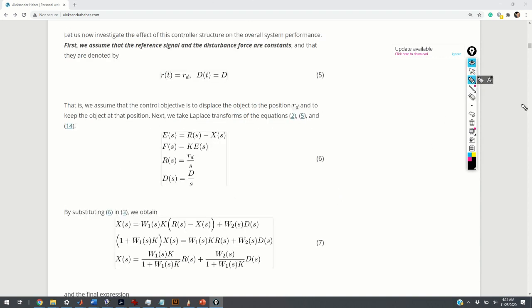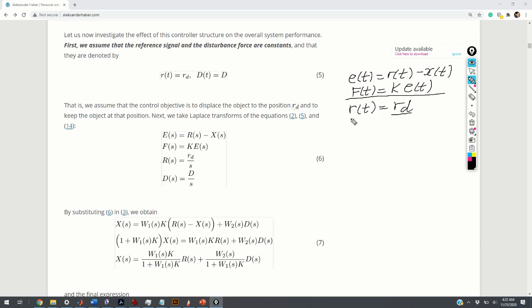To find the value of our controller gain, we need to do some math. As always, right? You should not be afraid of mathematics if you want to study control engineering. So let us write our basic equations. What do we have? We have that e(t) is r(t) minus x(t). Then we have that force f(t) should be equal to control gain k times the error e(t). And let us assume for simplicity that we want the reference signal to be constant and equal to some desired value, and that the disturbance acting on the system is constant, greater than or equal to 0. Okay, so these are our basic equations.